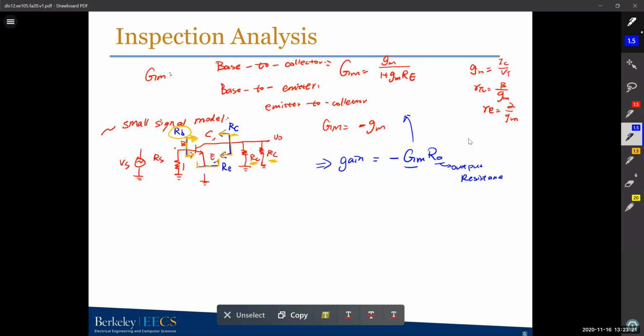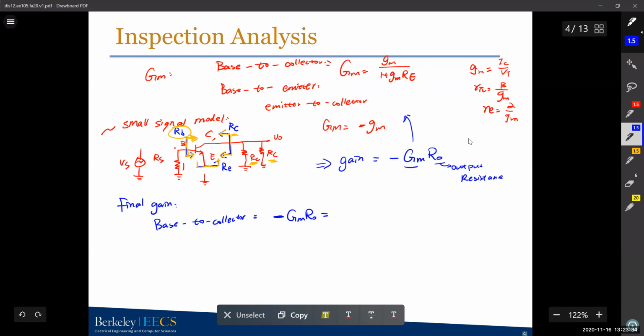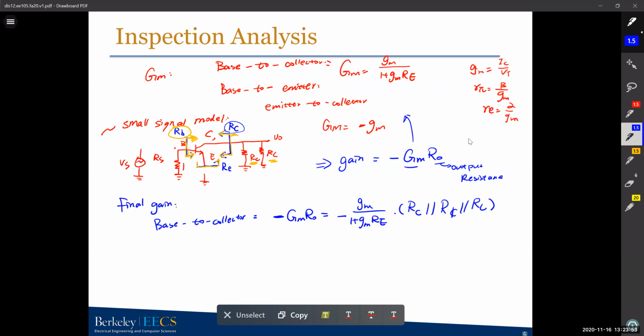So what's the final gain? Base to collector will be negative GM R naught, which is negative GM over 1 plus small GM RE times R naught. And R naught is R small c, the equivalent resistance, in parallel with R capital C in parallel with RL. This is your equivalent output resistance.